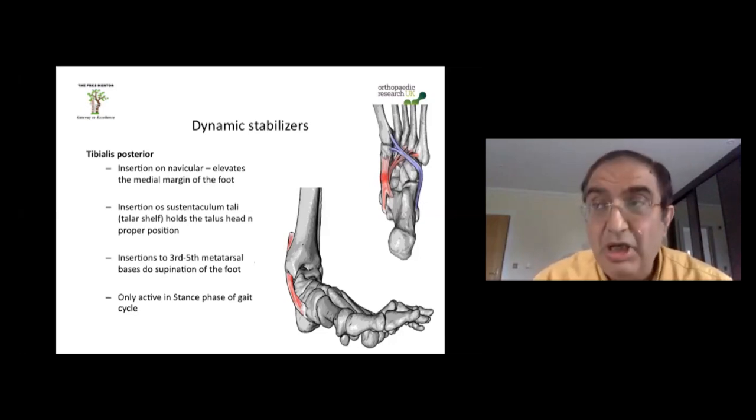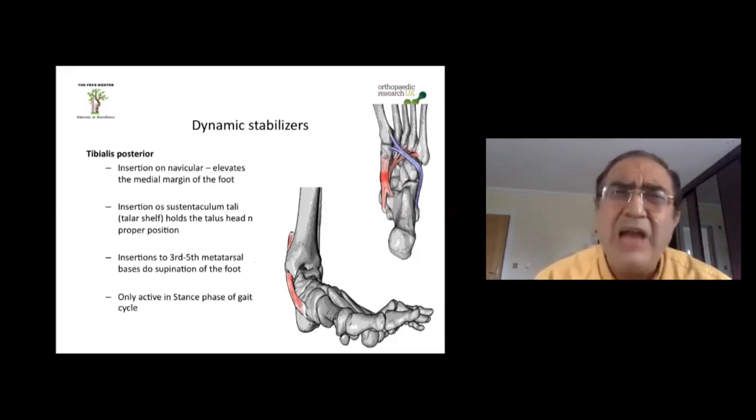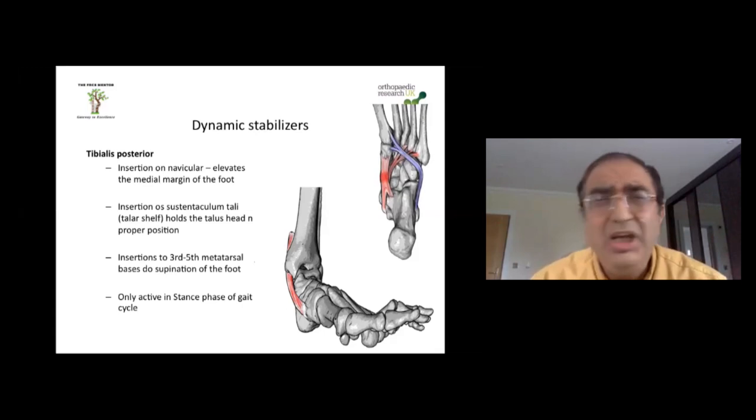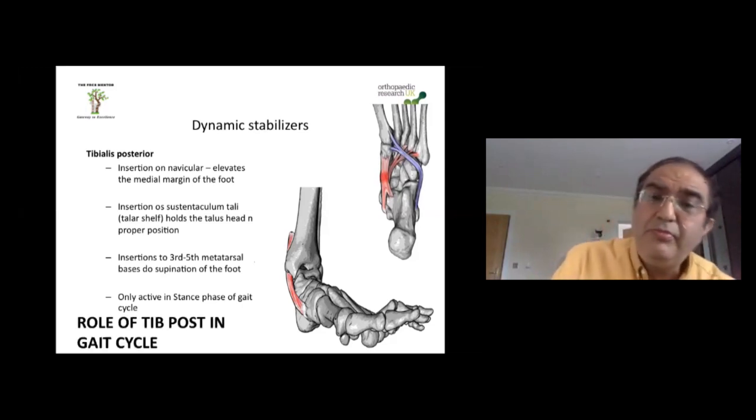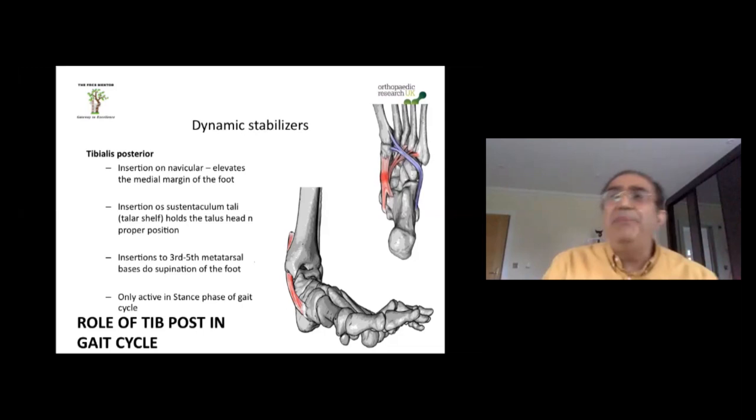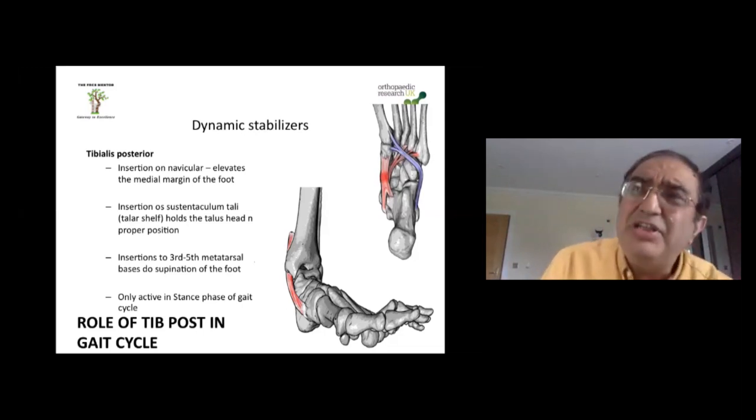And when we talk about the gait, in the stance phase of gait, we always talk about tib ant and we talk about gastrosoleus. But you know what? The tib post is another very important muscle which actually plays a role in the stance phase of the gait. So what is the role of the tib post in the gait cycle? Before we actually get into flat foot individually, let's talk about the tib post, because it plays a function in all flat feet.